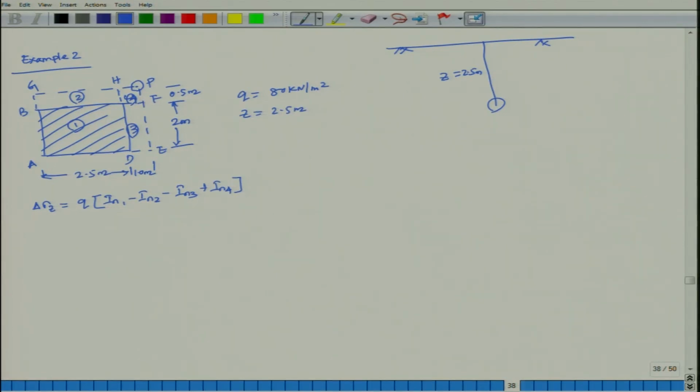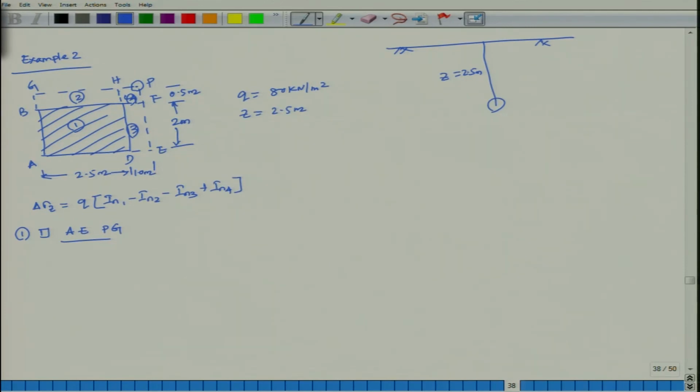Now, let us find out M and N for A1, or for one loaded area here. So, this will be a complete area, that is, the entire area AEPG.